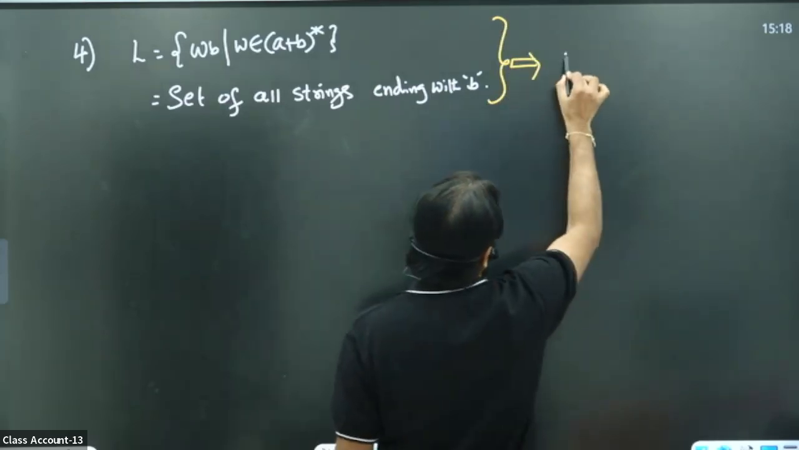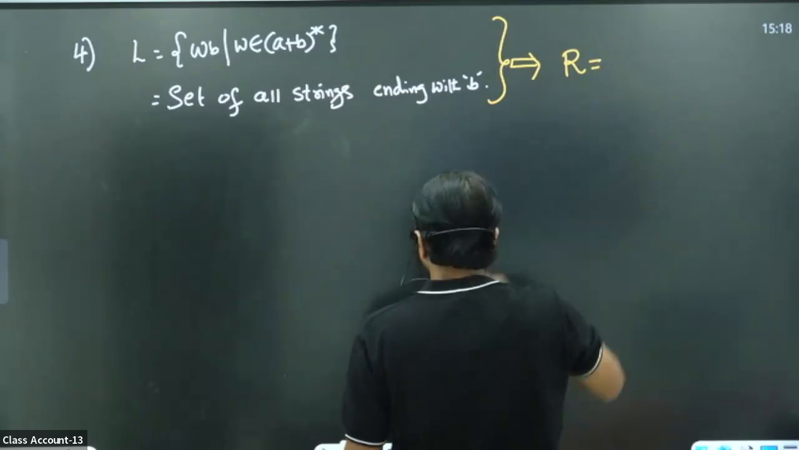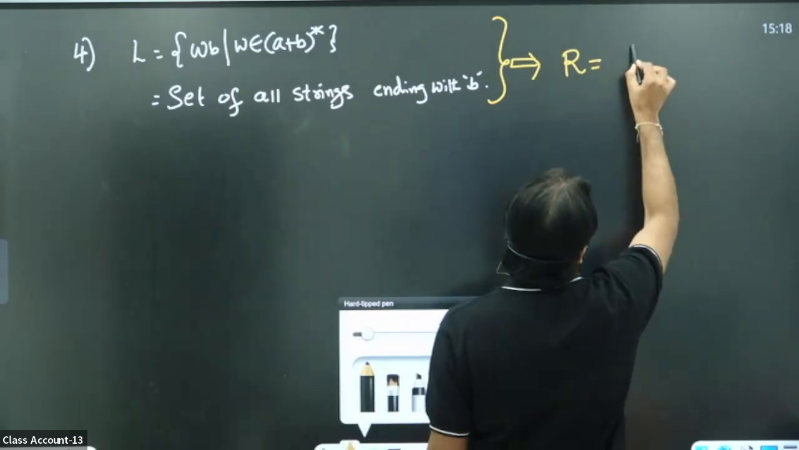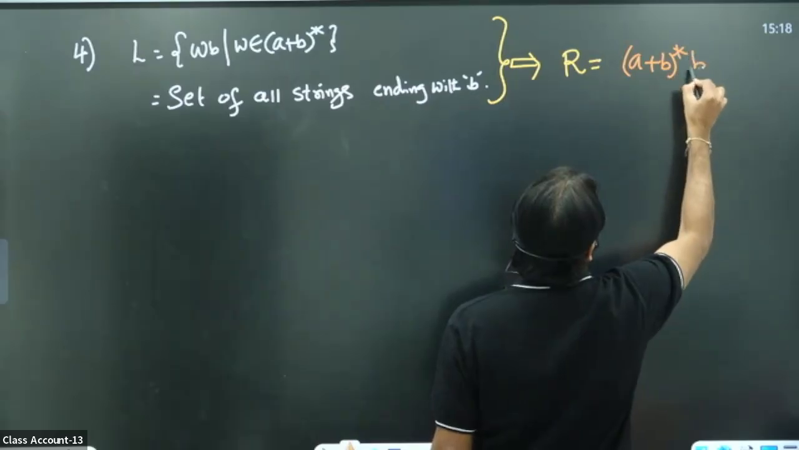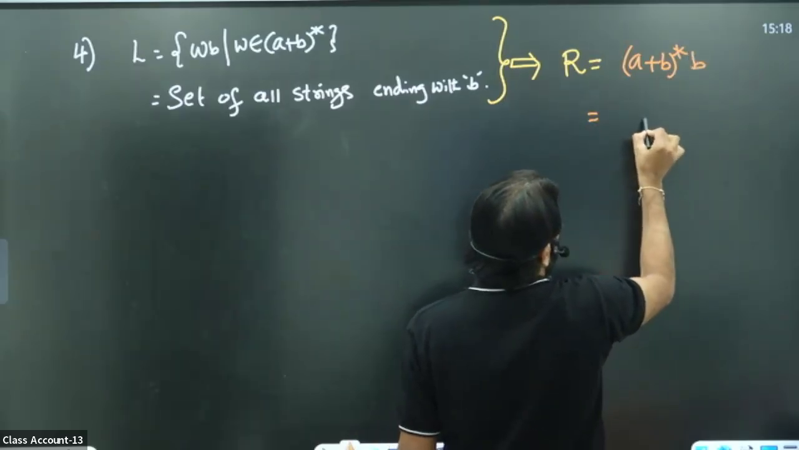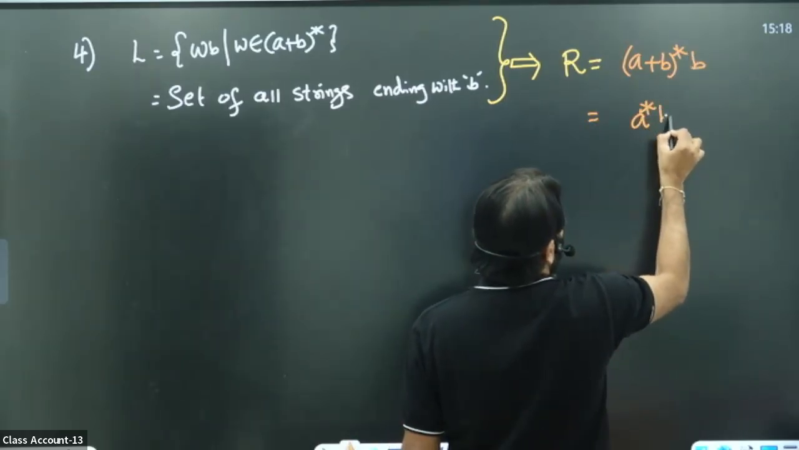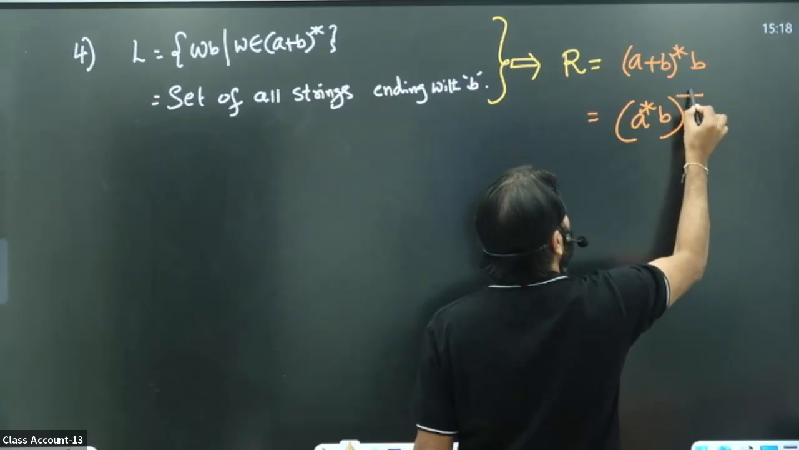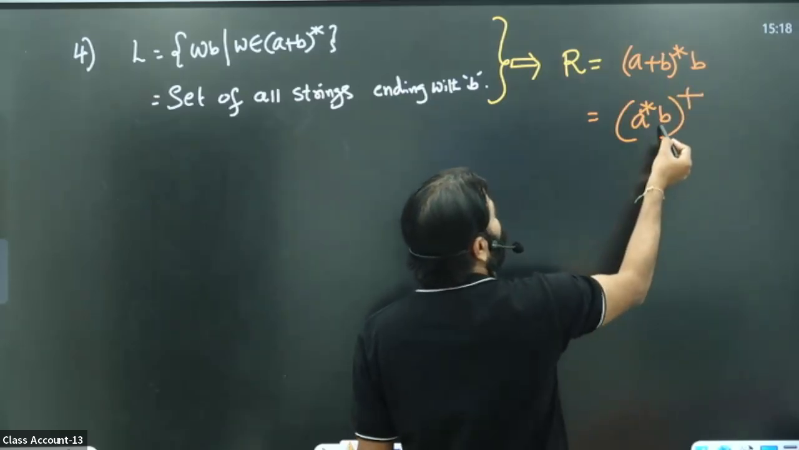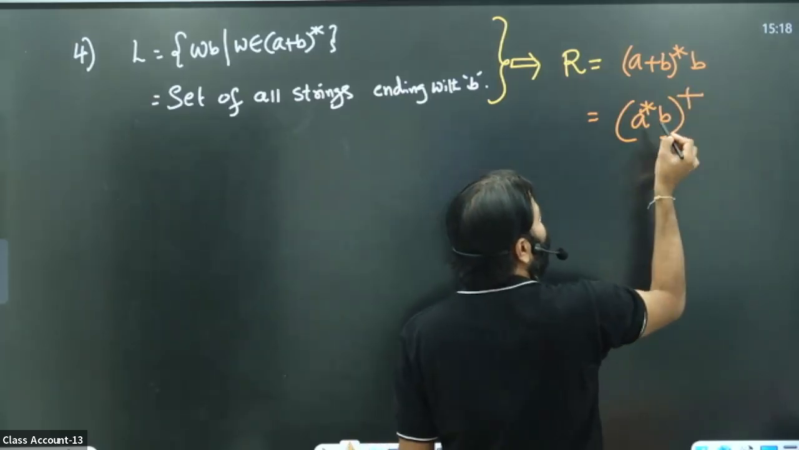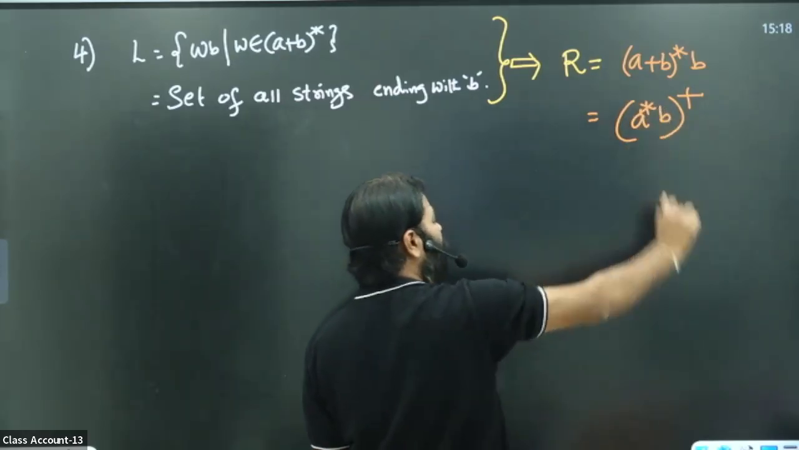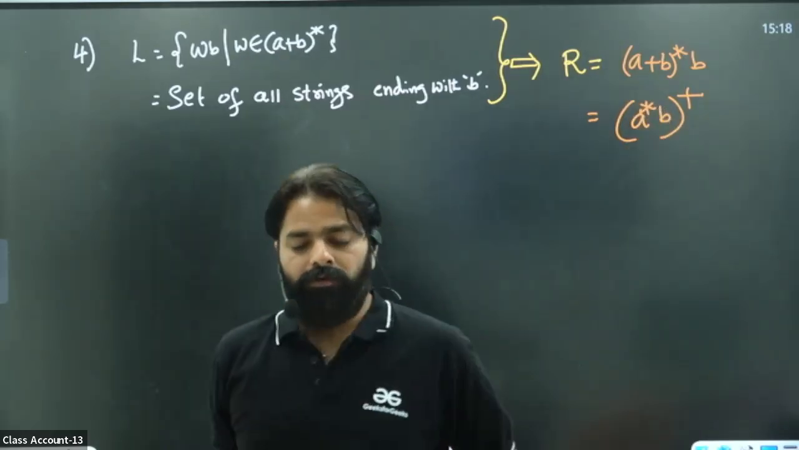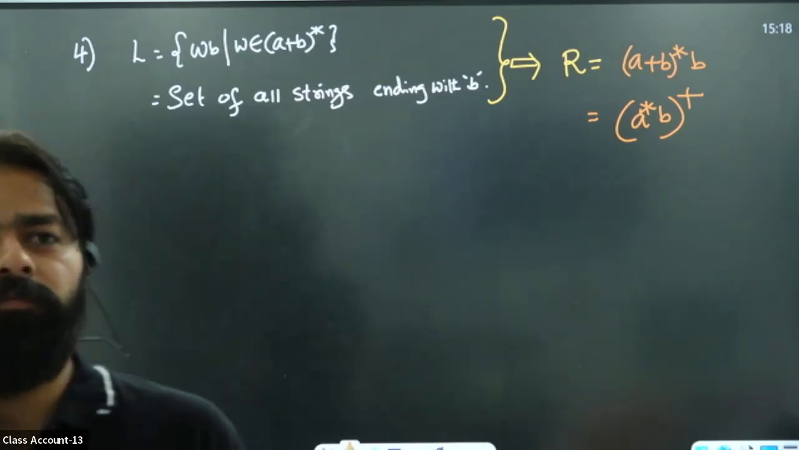What is the regular expression for strings that end with B? (A plus B) whole star B. What are other ways to write it? Like A star B whole plus. Even here you can put a B plus, because anyhow 1B or 2B you can take it either by rotating or with the B plus also.